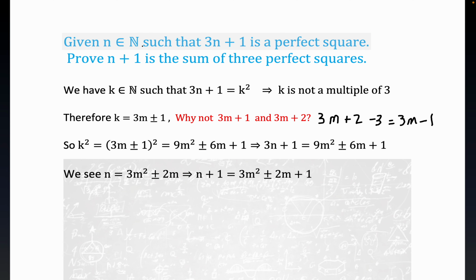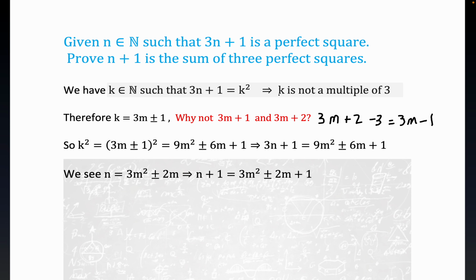We're given an n, a natural number n, such that 3n plus 1 is a perfect square, and we want to show that n plus 1 is the sum of 3 perfect squares. It's kind of hard to get your mind around it, but we just start out with the direct translation here. By the problem statement, we have 3n plus 1 is equal to k squared for some natural number k. Now, the first implication here that's actually quite important is this implies that k is not a multiple of 3.